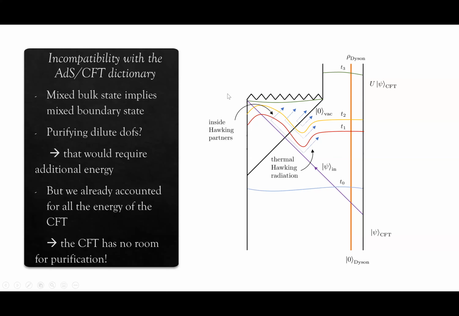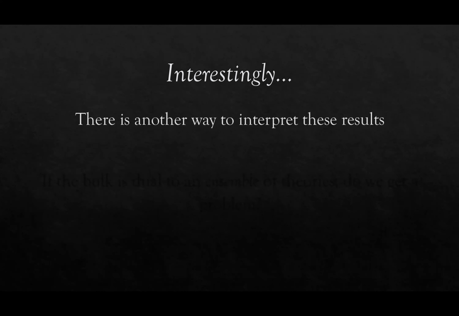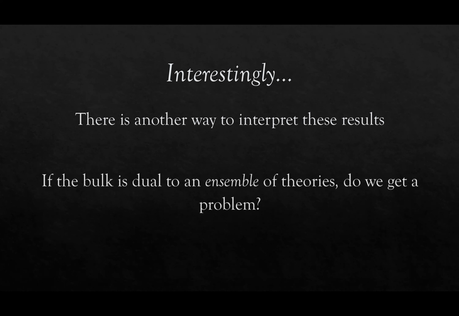Good. So we see that we have a problem with the dictionary if you just assume that the state is going to be mixed in the bulk. However, that is what Hawking told us. But interestingly, there is another interpretation to these results, even though we use Hawking's calculation. And if you've seen Douglas Stanford's talk last week, you might know what I'm talking about. Otherwise, I might sound crazy.